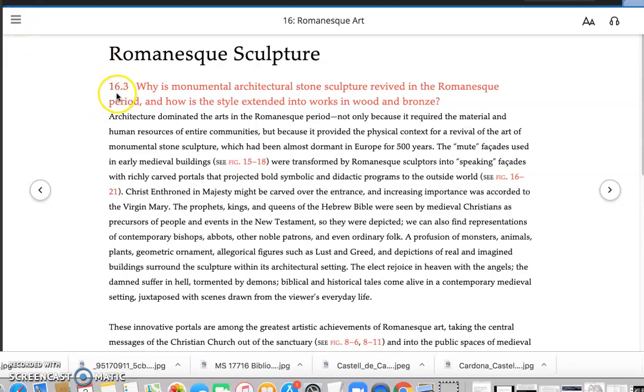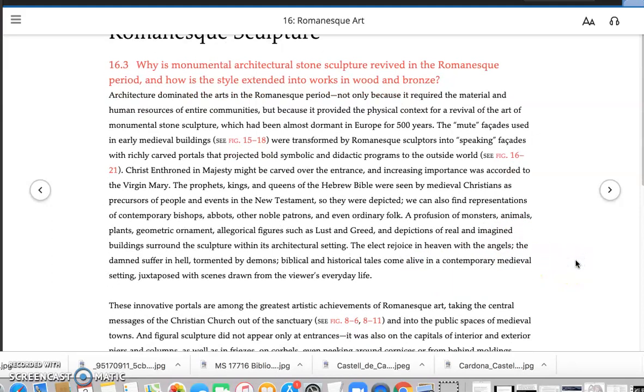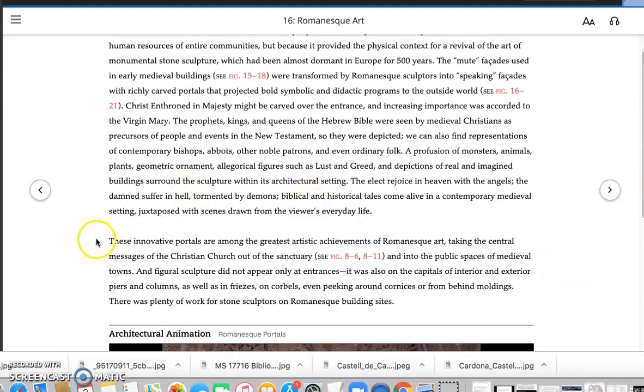So here in section 16.3, you're going to be reading about Romanesque sculpture. One of the things you want to do as you read is to pay attention to what they're telling you about subject. What kind of subjects are represented in the sculptures? So look carefully in this paragraph and think about the subject matter. The other thing to think about is where these sculptures are presented and who's looking at them.